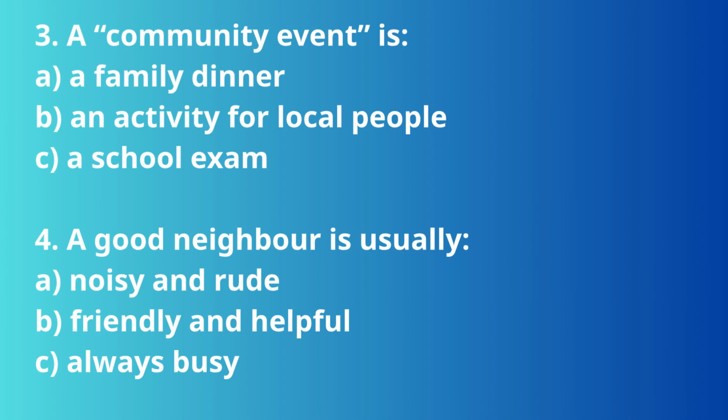Answer A. 3. A community event is A. A family dinner. B. An activity for local people. C. A school exam. Answer B. 4. A good neighbor is usually A. Noisy and rude. B. Friendly and helpful. C. Always busy. Answer B.